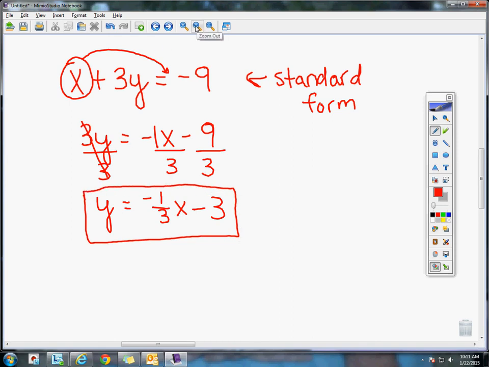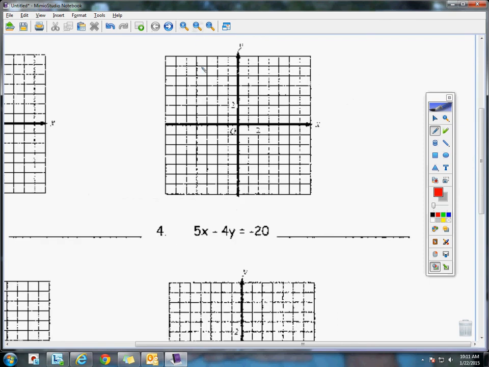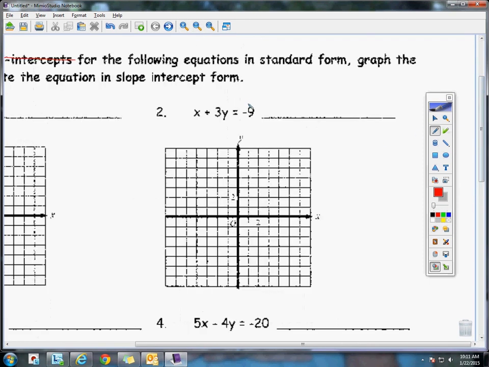So on the other page, we're going to go ahead and write down y equals negative 1/3 x minus 3. So if you remember slope-intercept form, y equals mx plus b, we know 2 things from this. We know our slope is negative 1/3, and we know our y-intercept is 0, negative 3. So the last thing you have to do is just graph it. Always start with your y-intercept. So my y-intercept is 0, negative 3.